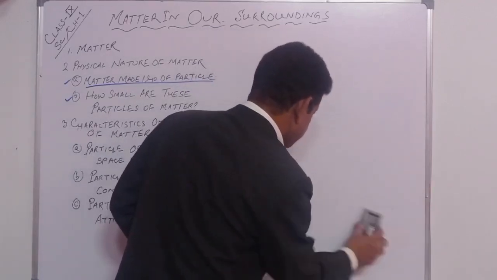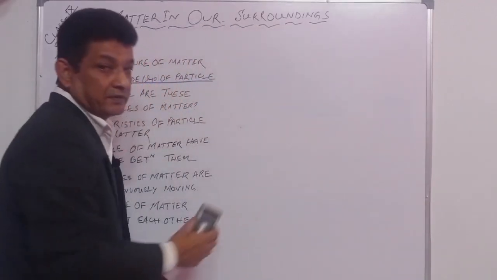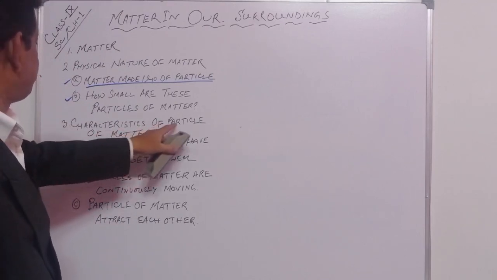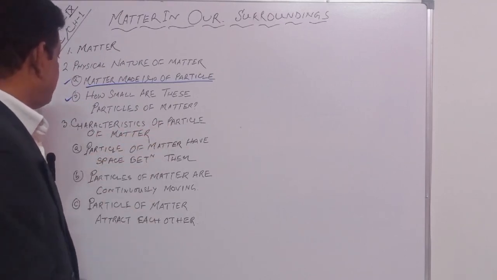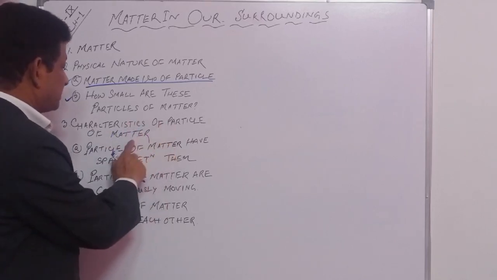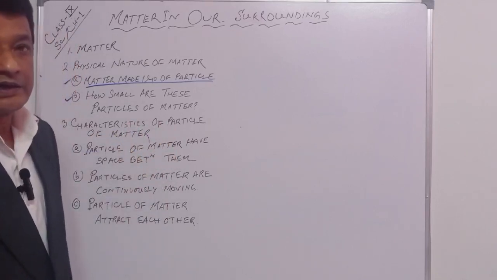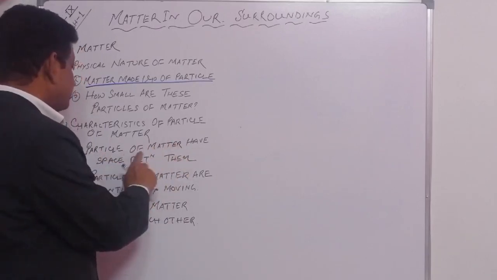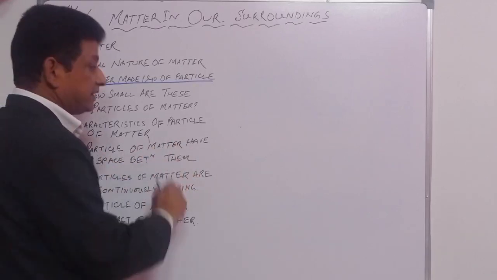Next we will discuss the characteristics of particles of matter. What are the characteristics of particles? Matter में क्या क्या character दिखाता है? Different types of particles. Particles of matter have space between them.